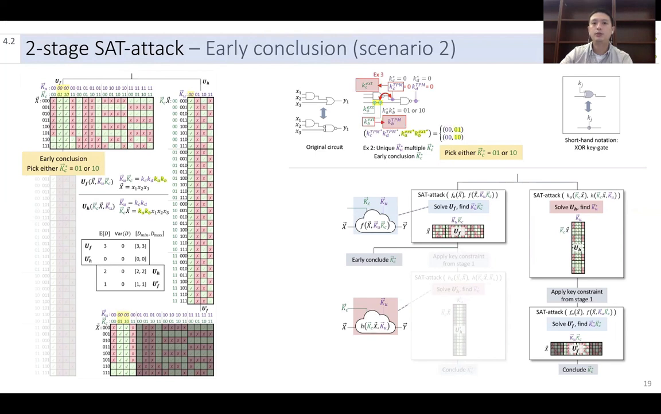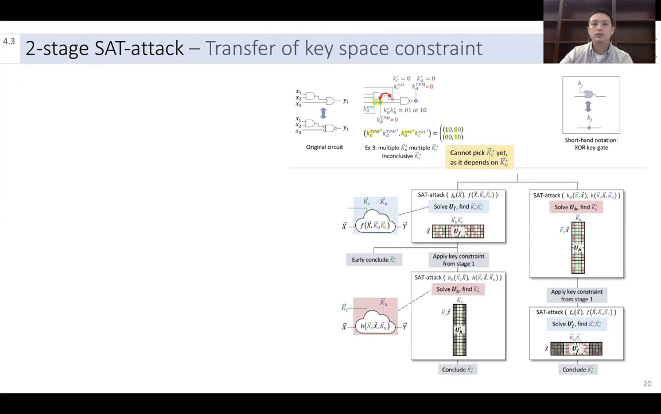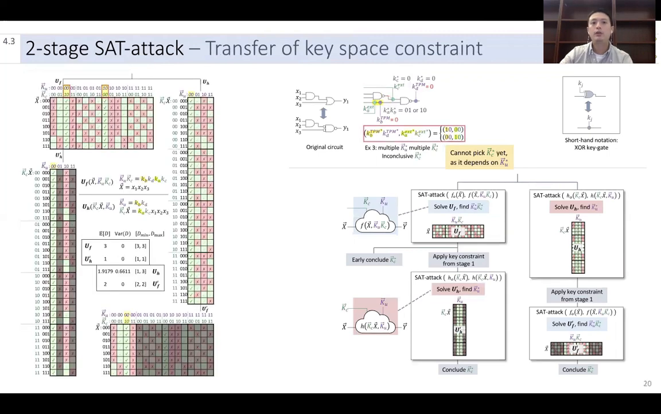Basically, we swap the two key signals. In this scenario, we cannot pick KC yet because KC depends on KU. However, we can still apply key space constraint learned for the first stage. By keeping only the columns with KU matching the correct values from stage 1, some other columns can then be removed, resulting in a smaller subspace UH prime. Similarly, we can do the same thing with UF prime space, keeping only the subspace with correct KU.